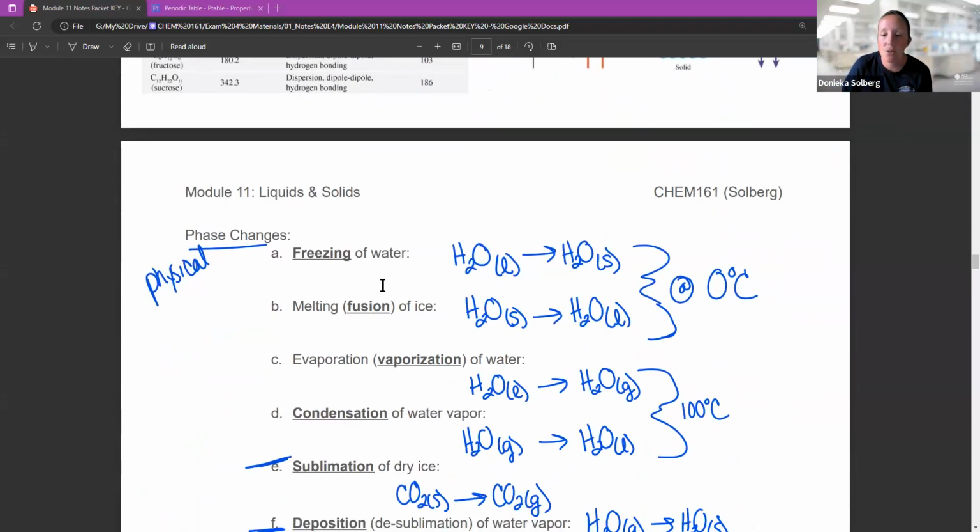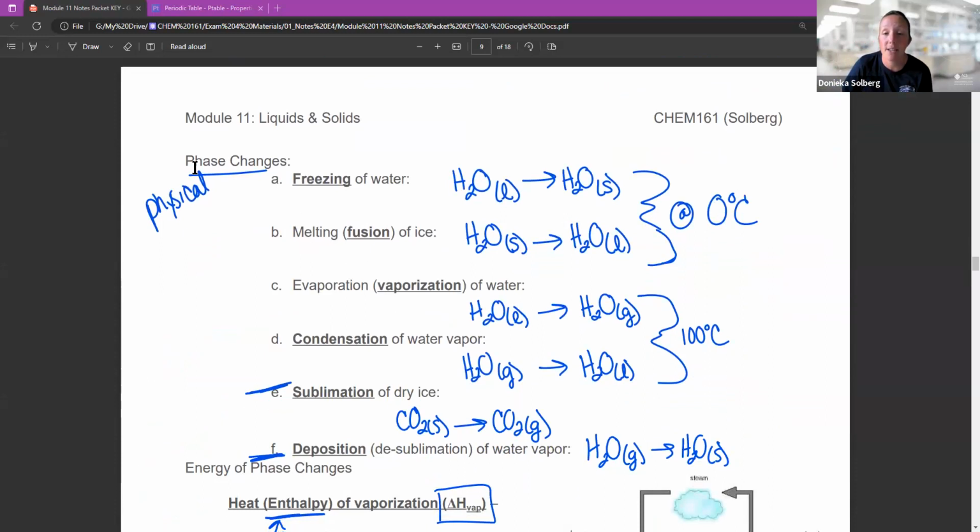Okay, so these are, again, the ones that you need to know. If I were to write these phase changes or physical changes into chemical equations, remember, we're not breaking any bonds in a physical change. H2O is going from liquid to solid. That would be freezing or melting. And we will actually use the term fusion. Melting or fusion of ice is going from solid to liquid. So these two are opposite of each other. They both occur at 0 degrees Celsius. It just depends on if you're cooling or heating.